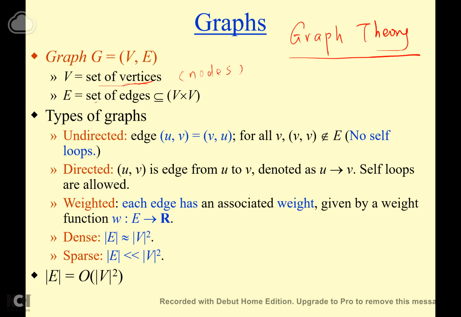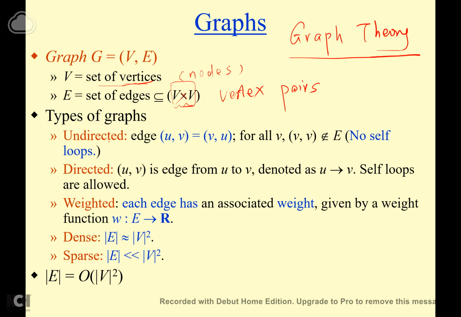And E is a collection of edges, and edges are a sequence of vertex pairs, right? This is not a multiplication, this is a tuple, and these are vertex pairs. Good. And they have different types of graphs.